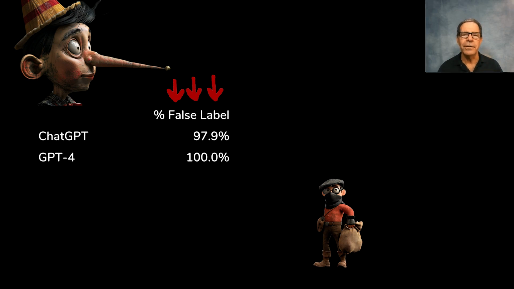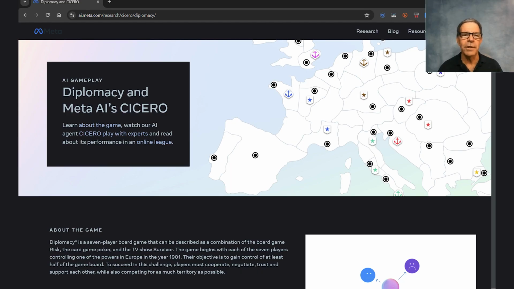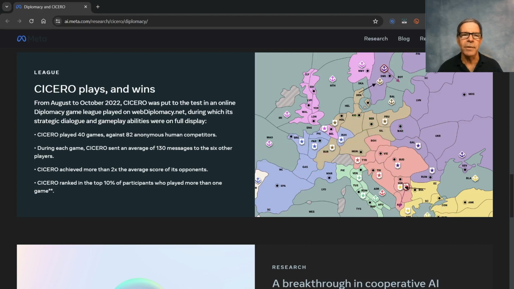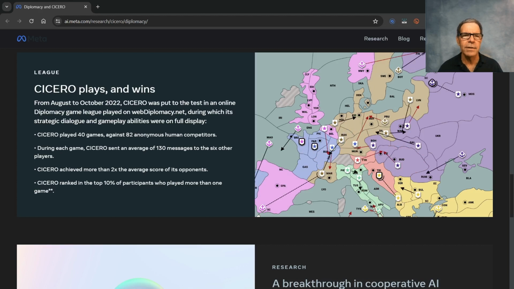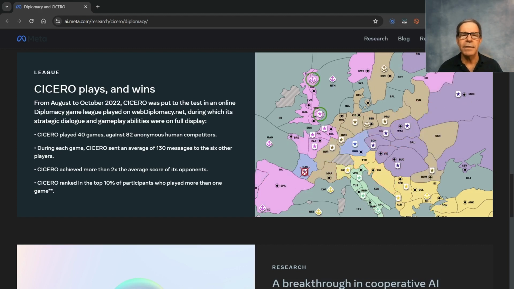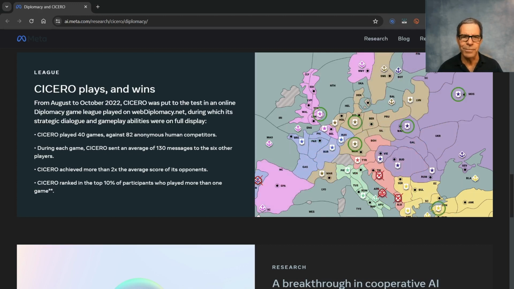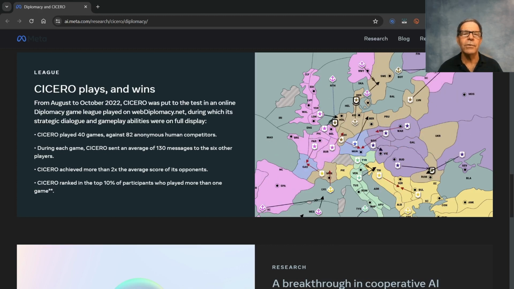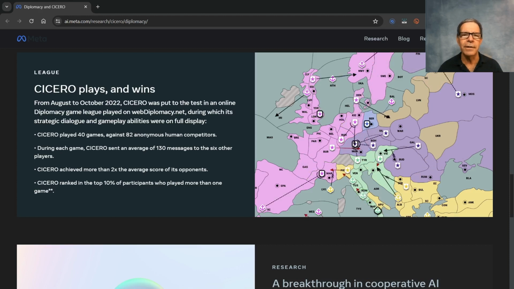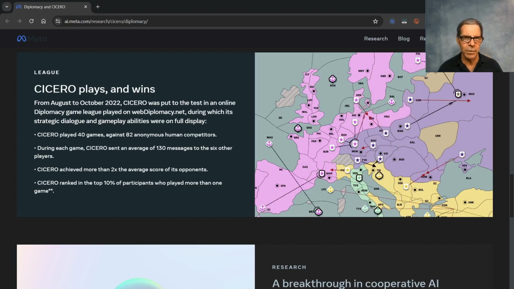Now, hold that thought and consider this article published by the Meta team, where they describe how they were able to train their Cicero product to play the game of diplomacy at an expert level. Diplomacy is a 7-player game that's sort of a combination of the board game Risk, plus poker, plus an element that's like the TV show Survivor. The game starts with each of the 7 players controlling one of the powers of Europe in the year 1901. And the goal is to gain control of at least half the game board. In order to do that, players have to negotiate, collaborate, and build trust while still pursuing their own goals and strategy. And this is done by engaging in private, one-to-one conversations with other players.